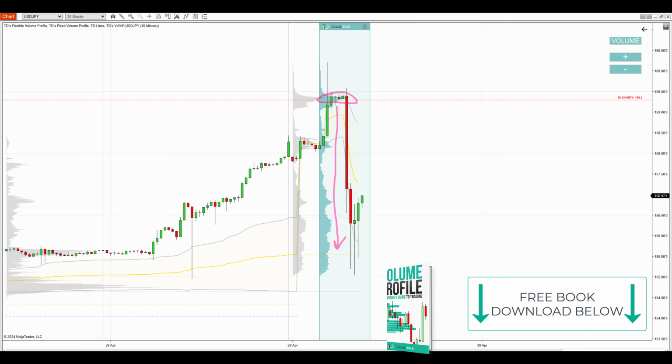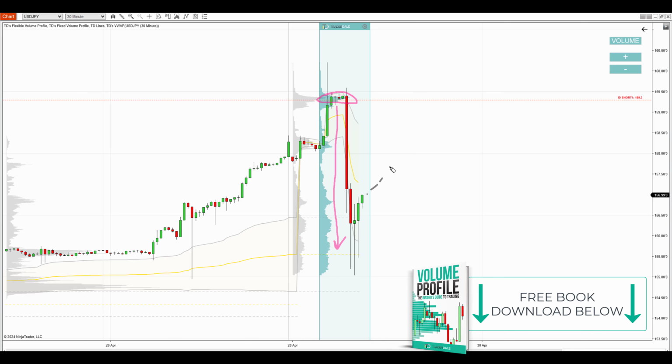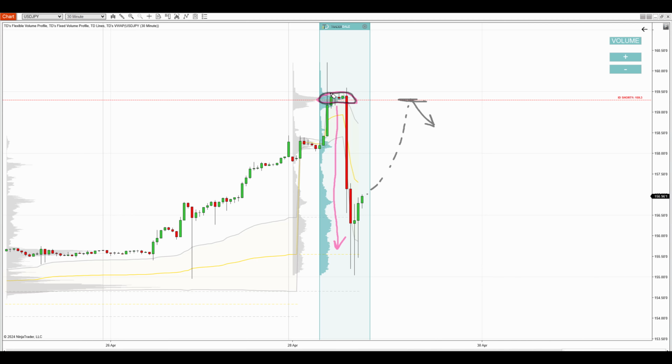So what I expect is, if there's a pullback, then I expect a reaction from this place, as the sellers from here will want to defend this place, defend the shorts which they placed there, and push the price downwards from there. So currently this is an important zone on the Japanese yen.